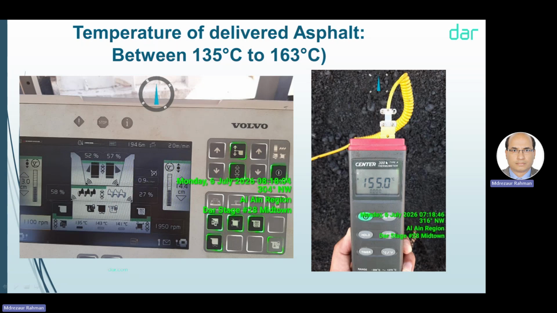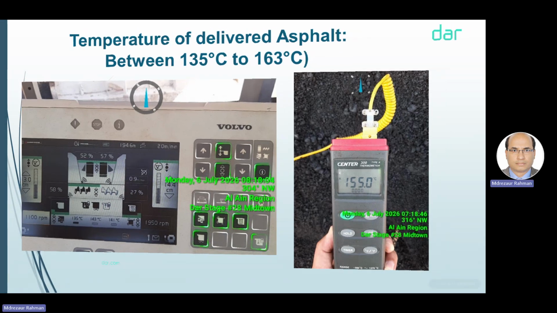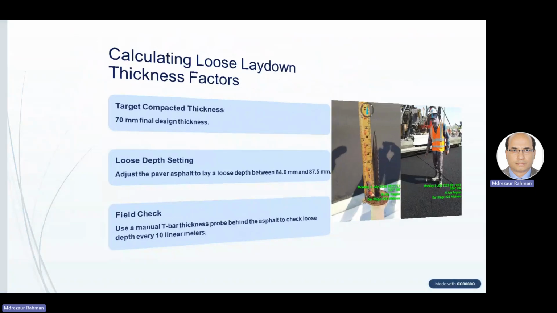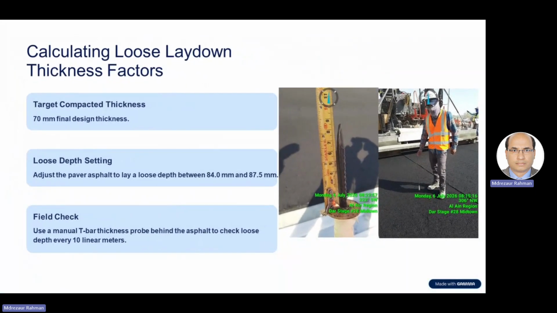And this is asphalt temperature 155. That means it is within the limit, right? No, for our thickness, 7 centimeter, it could be 1.5 centimeter more. If this temperature is more than 163, any problem? Yeah, it's not allowed. Minimum 135, maximum 163. You will find this in the aggregate sometimes.